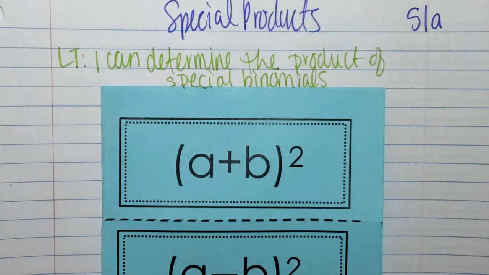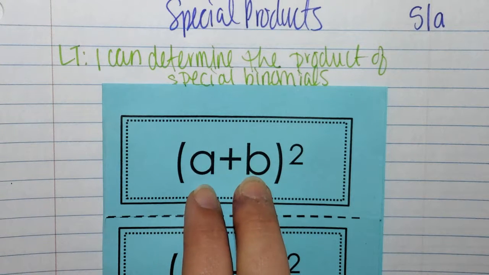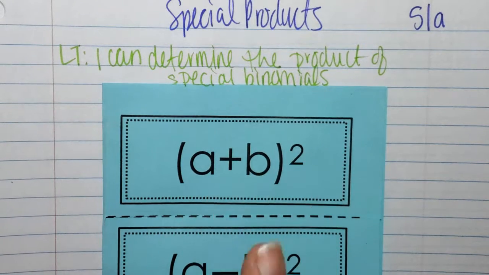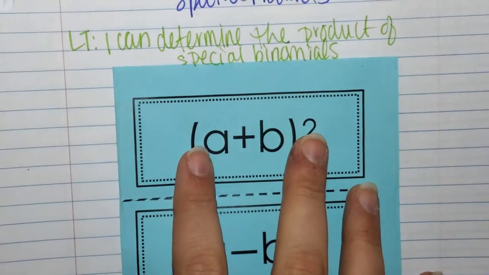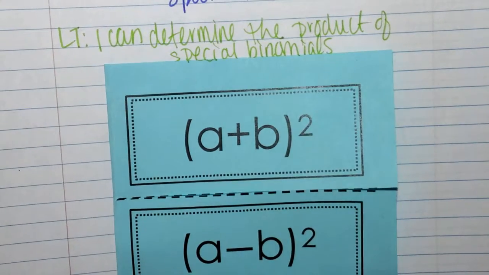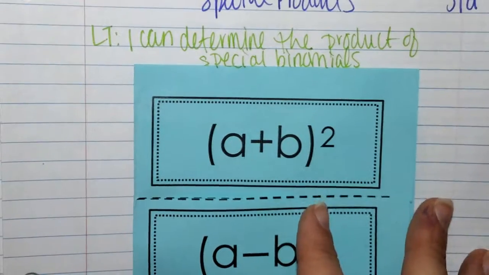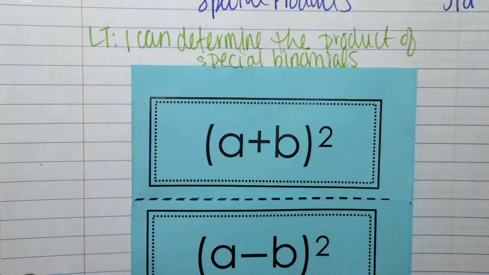So special binomials are when you have two numbers in a parentheses with a squared, and you can either add or subtract them, or you have the same number with a plus or a minus. So today we're just going to focus on this to begin with, and then we're going to do the second one, and hopefully we'll get to the third. We'll see. Is everybody ready?